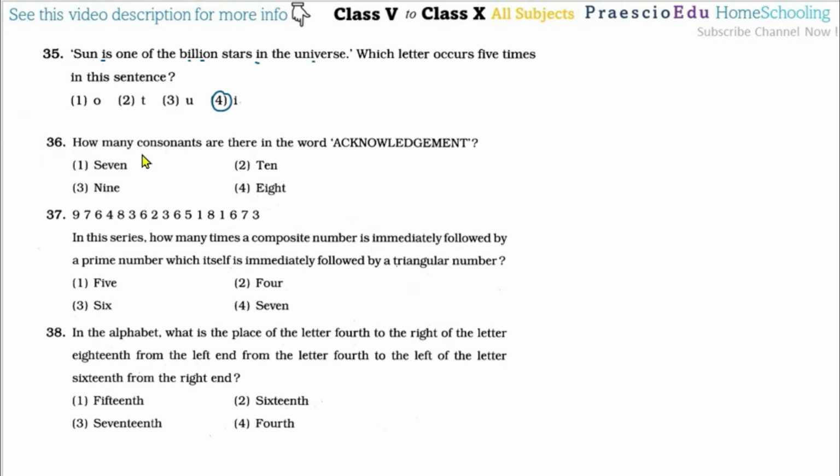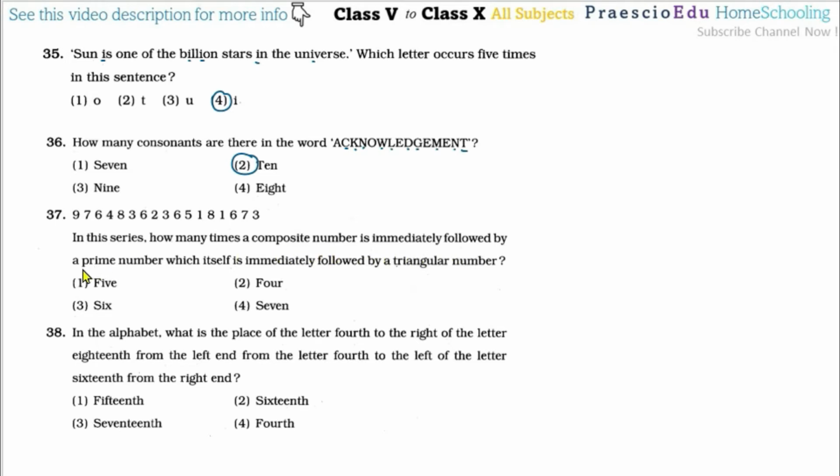Question number 36: how many consonants are there in the word? So here the consonants are 1, 2, 3, 4, 5, 6, 7, 8, 9 and 10, and 10 is given in option number 2.